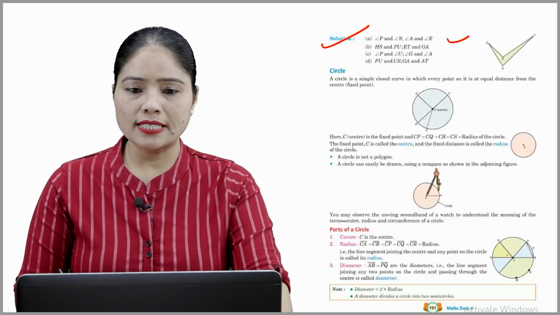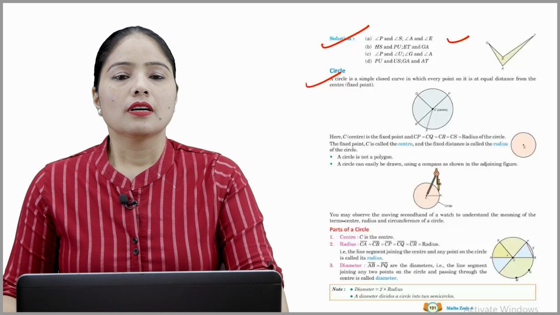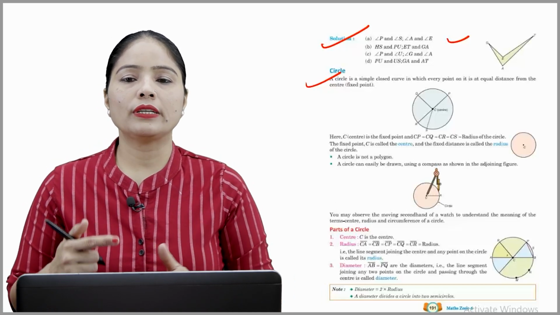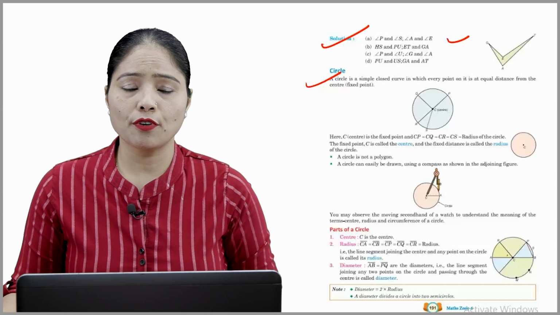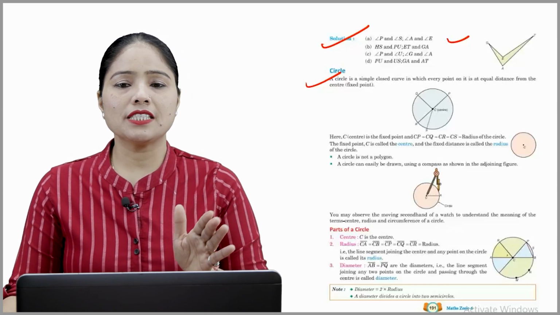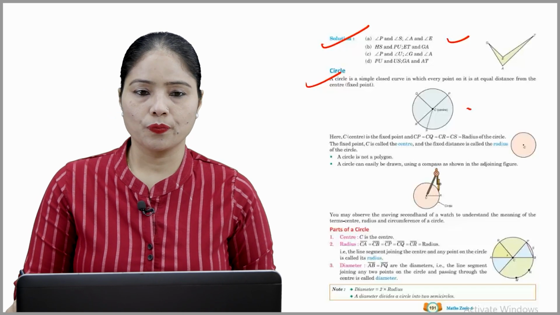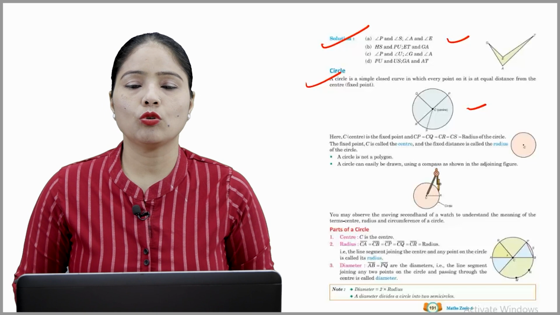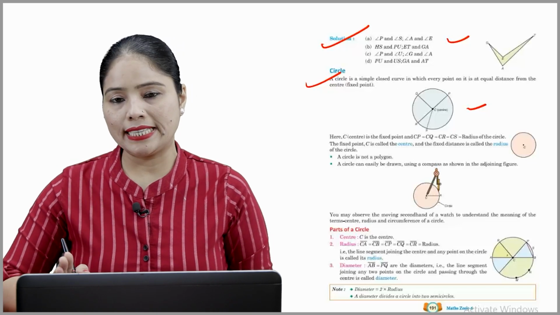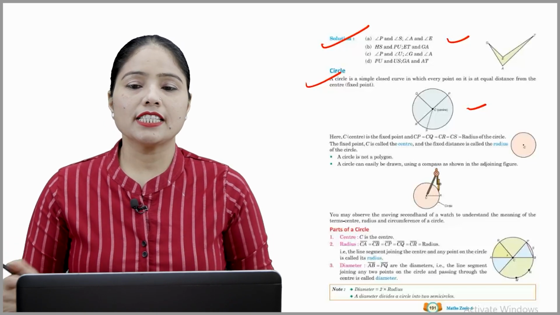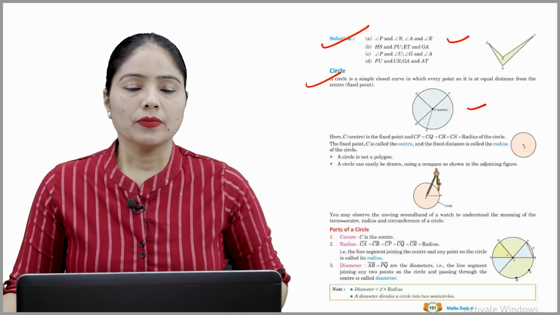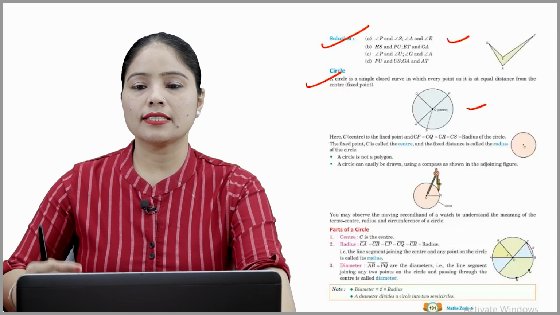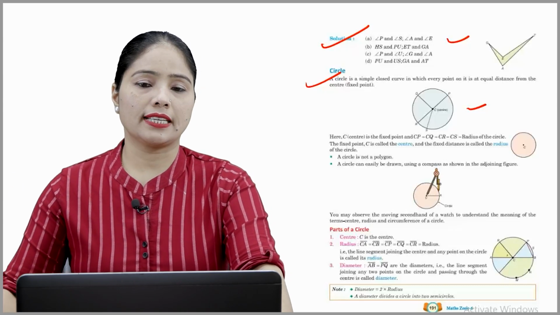So now move on to the circle. A circle is a simple closed curve in which every point on it is at an equal distance from the center, meaning a fixed point, like that. Here the center C is the fixed point, CP equals CQ equals CR equals CS, which is the radius of the circle. The fixed point C is called the center and the fixed distance is called the radius of the circle.